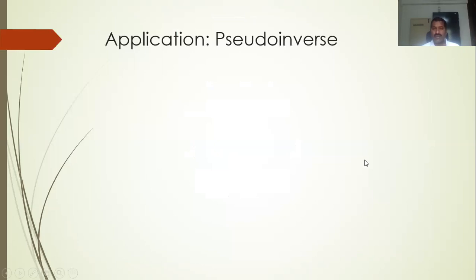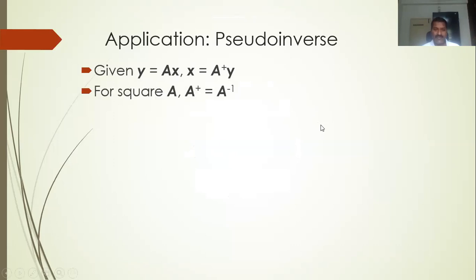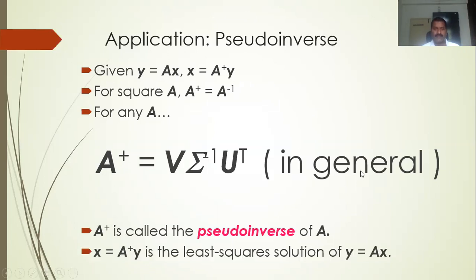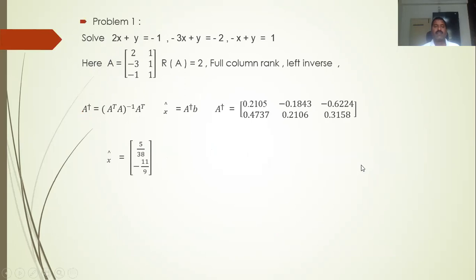So as we have discussed earlier, what is the application? Given a system of linear equations, Ax equal to b, or y or whatever, then x is given by A plus into y. And we know for a square matrix, A plus equal to A inverse. So for any generic matrix, we get A plus, in general using SVD. We have seen that in our last classes, right? This A plus, we call it a pseudo inverse, right? But let's take up that problem.